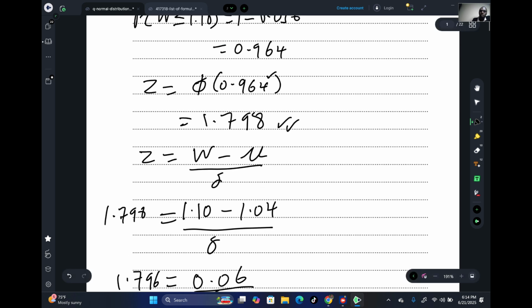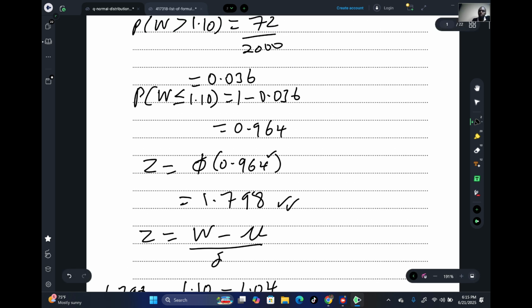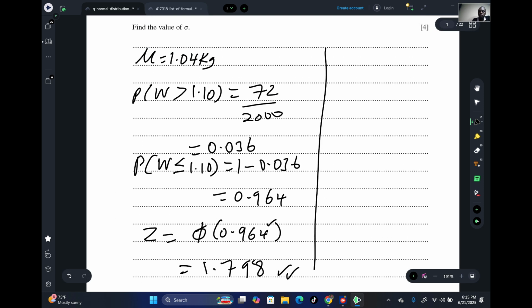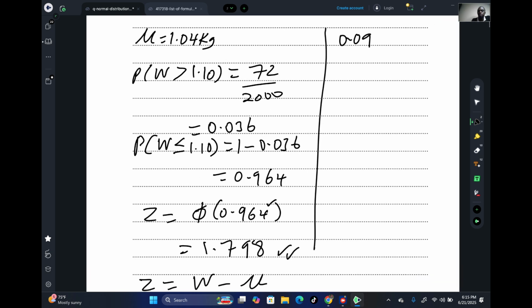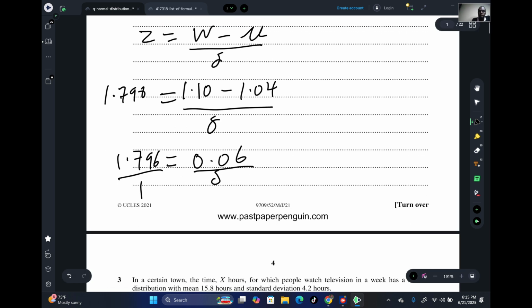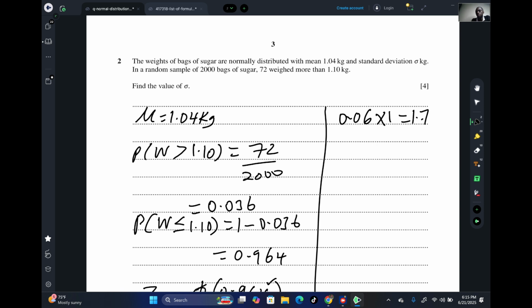1.798. So we'll cross multiply on this side. 0.06 times 1 equals, we cross multiply like this. 0.06 multiplies 1 and 1.798 multiplies the standard deviation. So it is going to be 1.798 standard deviation equals 0.06.